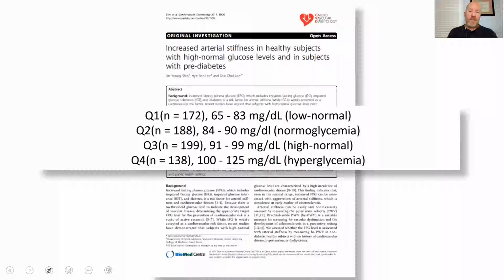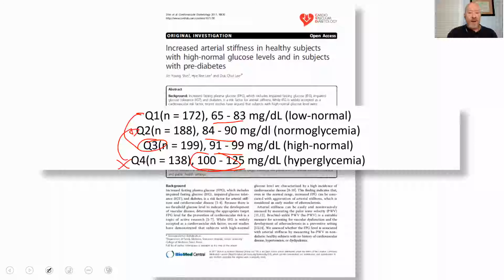Here they broke fasting plasma glucose into 4 categories, in quartiles. Up to 83, 84 to 90, 91 to 99, which is considered normal both in conventional medicine and in some functional medicine circles, as well as 100 to 125. Now here's what they found. There was more arterial stiffness in quartile 4 than there was in quartile 2, which makes sense. This glucose is pretty high, but there was more arterial stiffness in quartile 3 than there was in quartile 1.